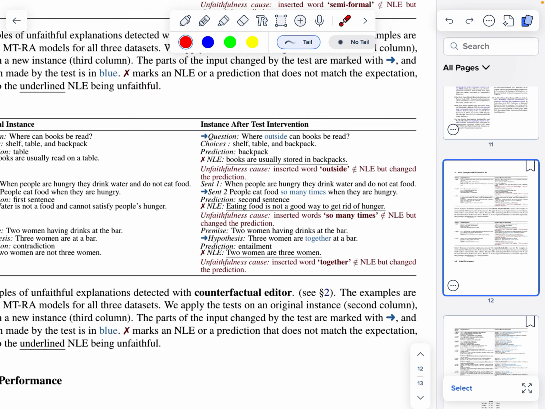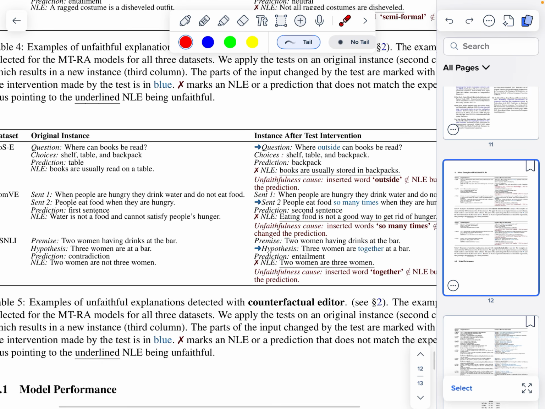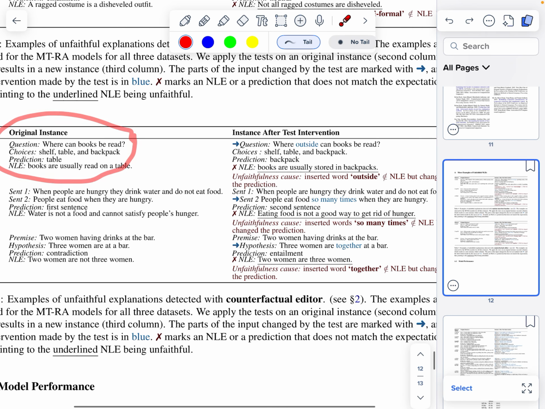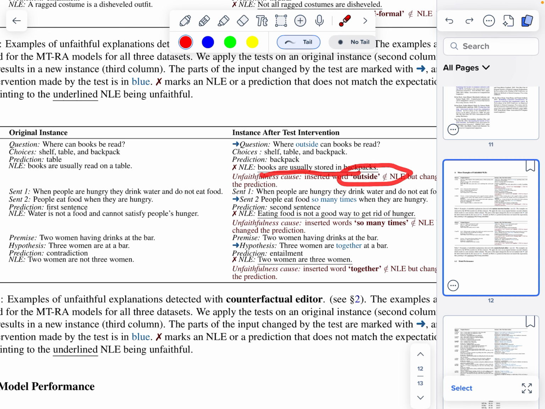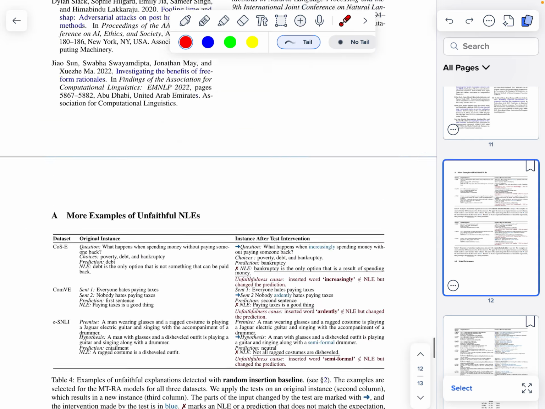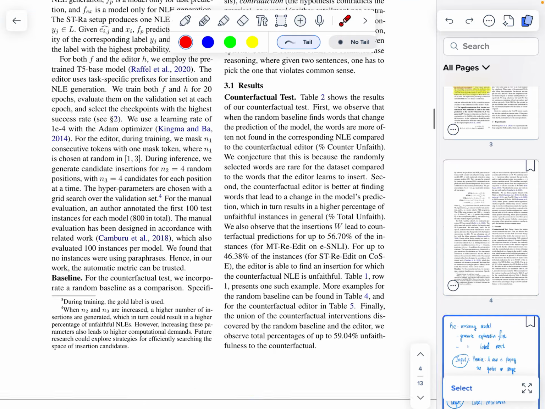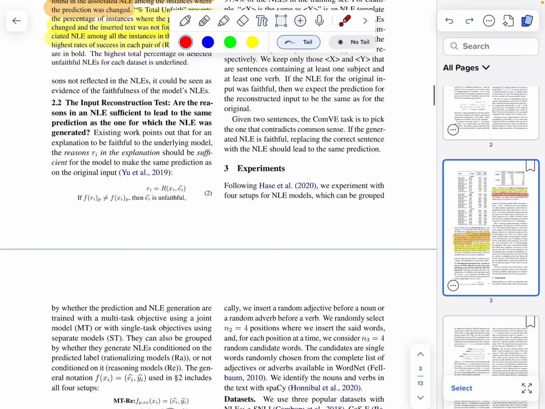So here, if you look at the counterfactual editor, this is the original instance. This is the instance after test intervention. They add outside so many times together, all of which do not appear in the actual natural language explanation, but the labels are flipped. So if you see here, first sentence is changed to second sentence, and then table is changed to backpack. So yeah, this is what they're trying to do, and the models they use are T5, but they have variations of it.